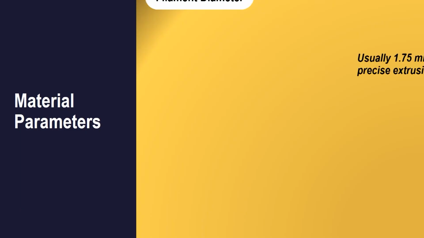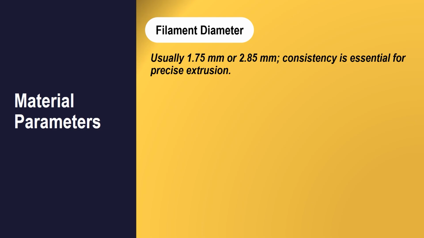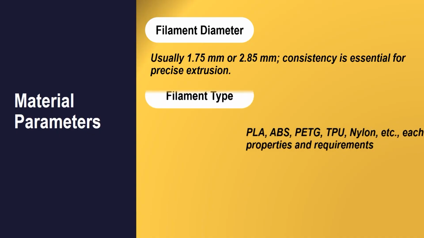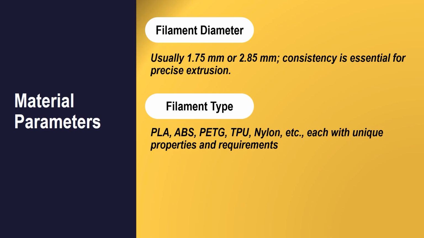Then coming specifically to the material parameters, one of the most common things is the filament diameter, varying from 1.75 to 4, but commercially available as 1.75 and 2.85 mm. We require consistency in diameter, and if you have a better filament, we will have precise control of my extruded part. As regards the commercially available filament types, these may be of PLA, ABS, PETG, TPU, nylon.